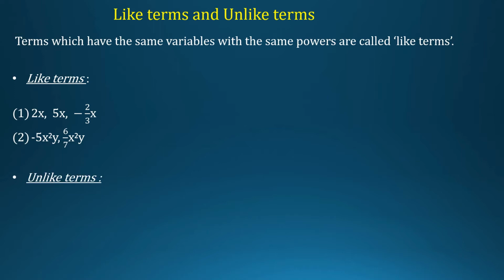Next is unlike terms. The terms which do not have the same variables and the same powers are called unlike terms. They are the opposite of like terms. The first example of unlike terms is 7xy, 9y square, minus 2xyz. The second example of unlike terms is 8mn, 8m square n square, 8m cube n.